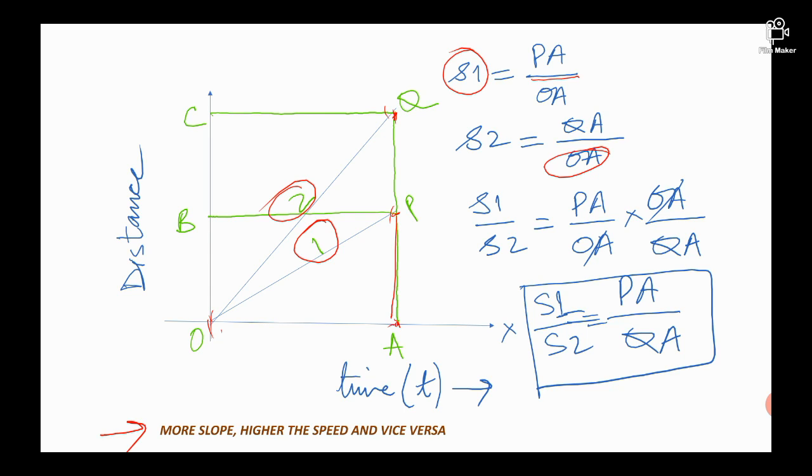If we have to find the ratio, we can simply divide the speed of object 1 by the speed of object 2, and we reach the conclusion that the ratio of speeds of the two objects in this scenario can be represented by PA, the rise of object 1, and QA, the rise of object 2.